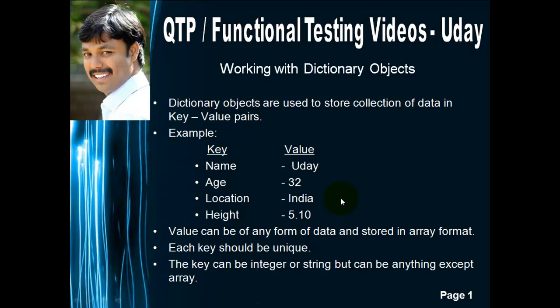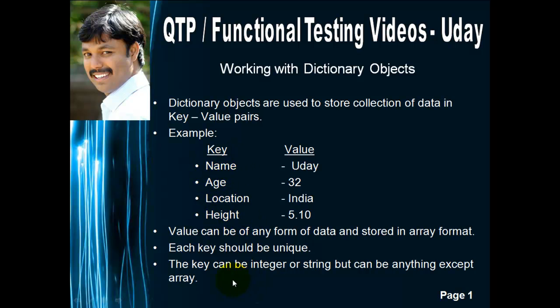Okay, so in short what I can say is, arrays can hold a single data type of values. Even though it's a collection of values, it can hold a single data type, whereas dictionary objects can hold different data types of values. Okay, so each key should be unique. What I mean to say here is, like the name property, all these keys should be unique. I cannot assign another value with the same name. So all these key values should be unique in the dictionary object.